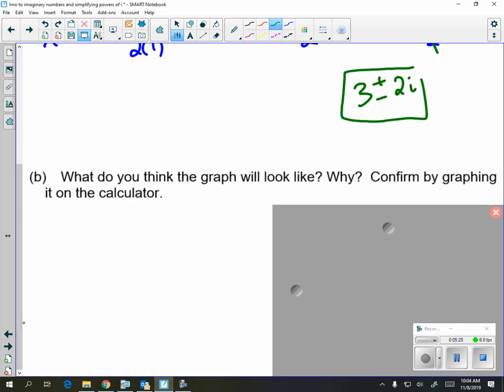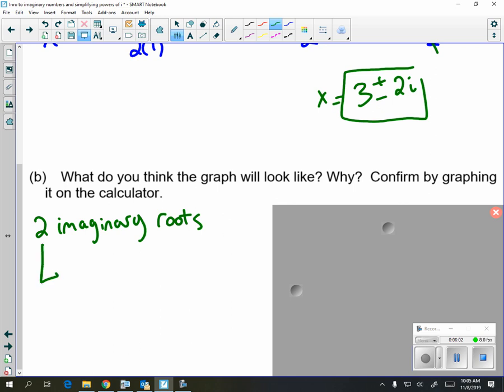Now, what do you think the graph will look like and why? I told you before that you can't see imaginary numbers or imaginary solutions on your xy axis. So because we have two imaginary roots, right? Our first imaginary root is x equals 3 plus 2i. The second imaginary root is x equals 3 minus 2i.